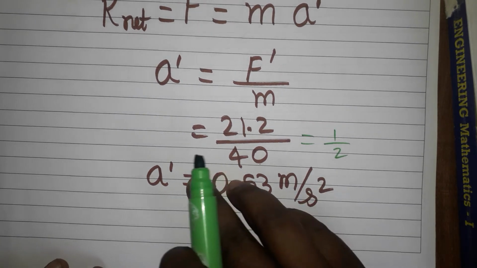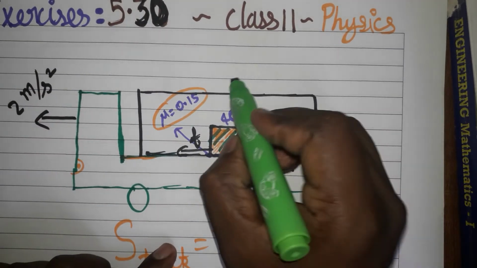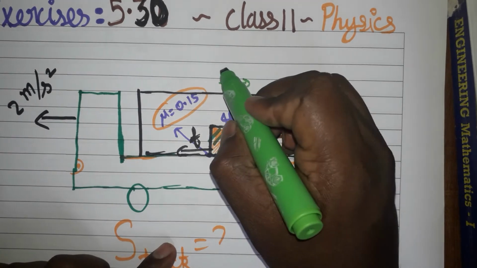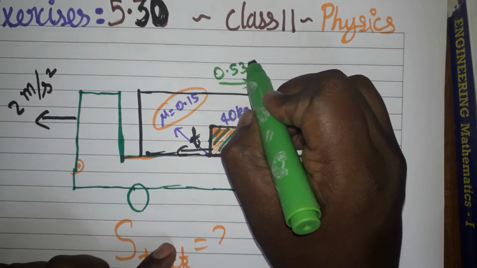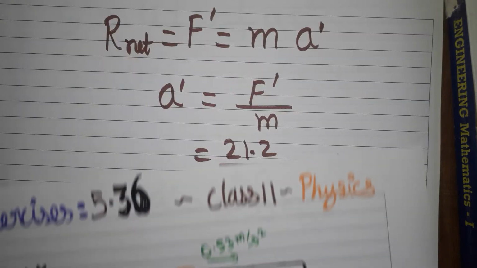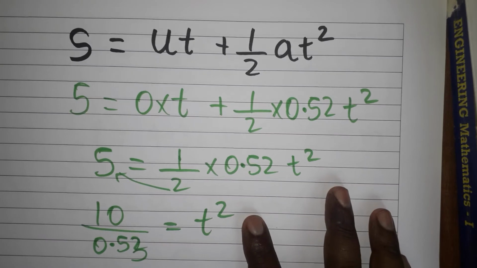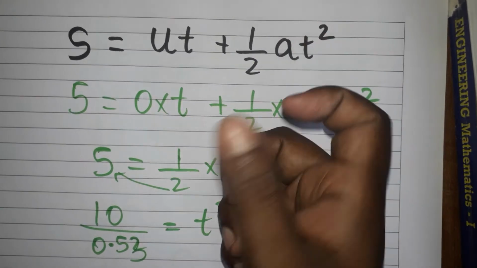I got the acceleration now. The block is moving with this much acceleration. It is 0.53 meter per second square. Now after getting the acceleration, I should find the time taken by the block. Because the time taken by the block and the truck will be the same.